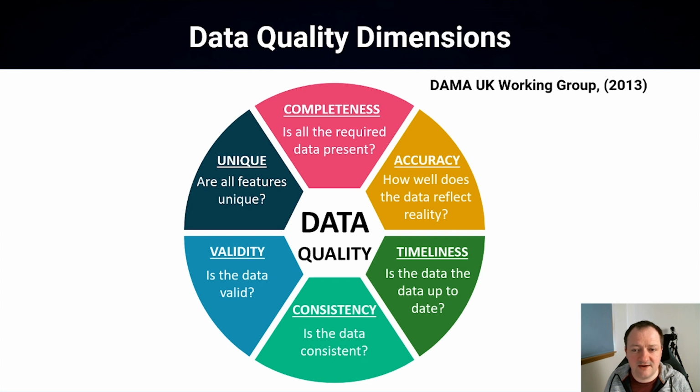And finally, we have uniqueness. Are all of the features within the data set unique? Duplication of logging curves within databases and across file formats is a very common issue within our industry. Ideally, we should be working with just one version of each measurement. So out of these 6 dimensions, accuracy, completeness and consistency are the most problematic when working with well log data.